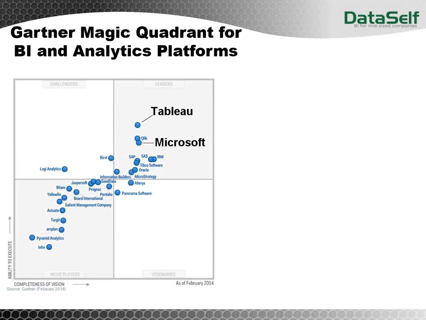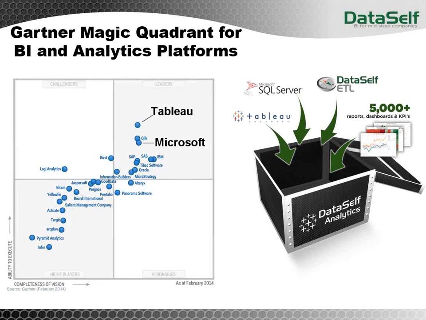Well, what about these two vendors? What about DataSelf? Well, what we provide is actually the best of breed technology available out there. So we're providing Tableau and Microsoft BI. We add our own technology that eliminates programming from these other vendors, so it's easier to deploy, easier to maintain. And we have built more than 5,000 reports, dashboards, and KPIs out of the box. So that's what DataSelf Analytics is. Best of breed technology, enterprise level, available for Fortune 2000 in an easy and simplified way.